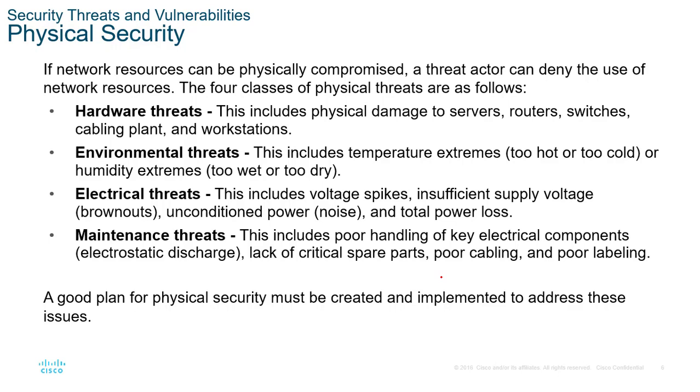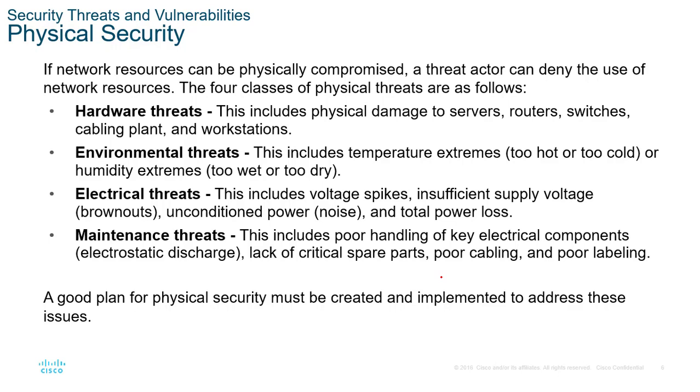If network resources can be physically compromised, a threat actor can deny the use of network resources. The four classes of physical threats are as follows. Hardware threats. This includes physical damage to servers, routers, switches, cabling plant, and workstations. Environmental threats. This includes temperature extremes, too hot or too cold, or humidity extremes, too wet or too dry.